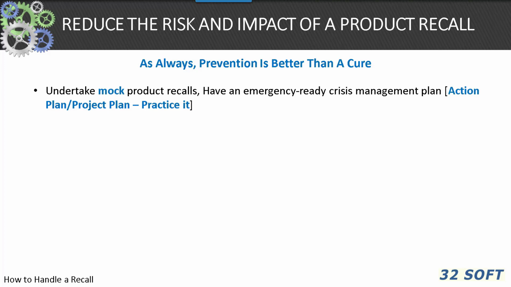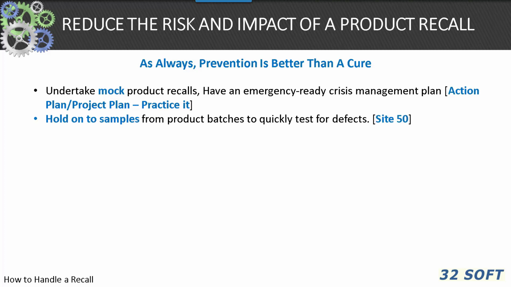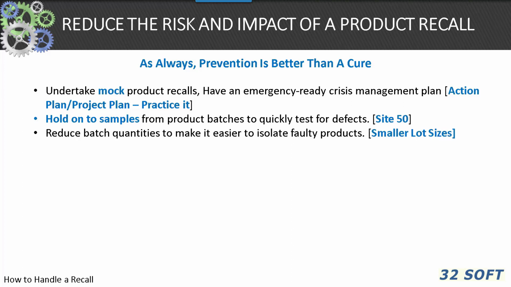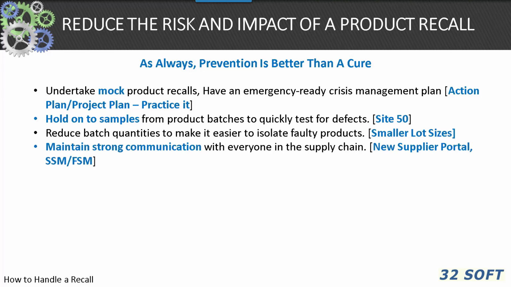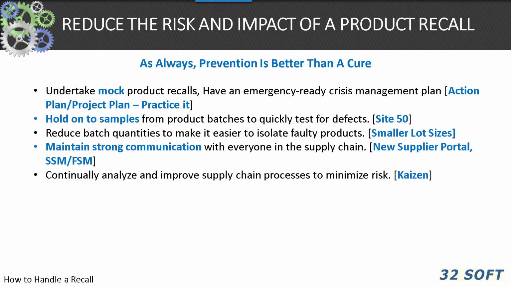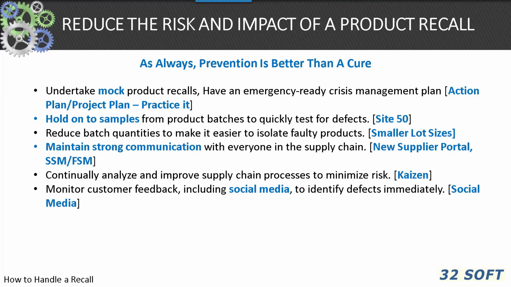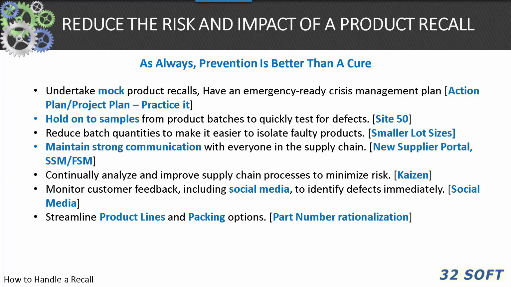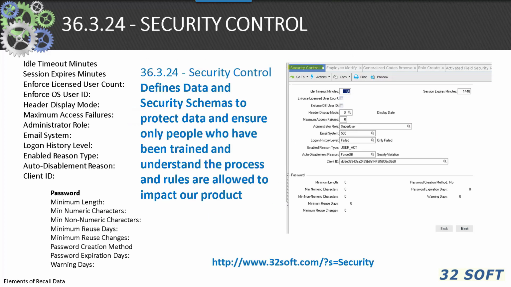First of all, undertake mock product recalls. Have an emergency-ready crisis management plan in place. Hold samples from production batches so you can compare tests. Run smaller lot sizes. Communicate. We'll talk about service and support. Use supplier portal. Kaizen exercises. Always good to identify problems. Be aware of social media. You might even consider part number rationalization, which we'll talk about next month. And maintain these key players in your dedicated crisis management team.